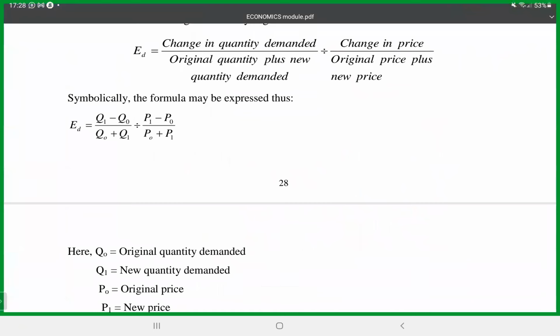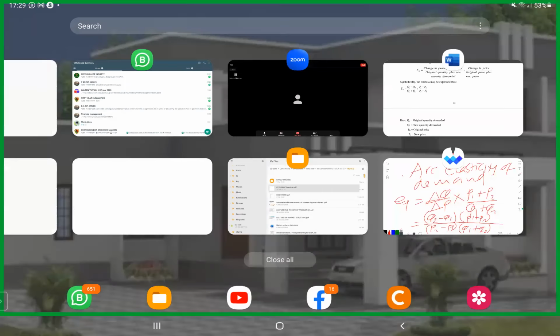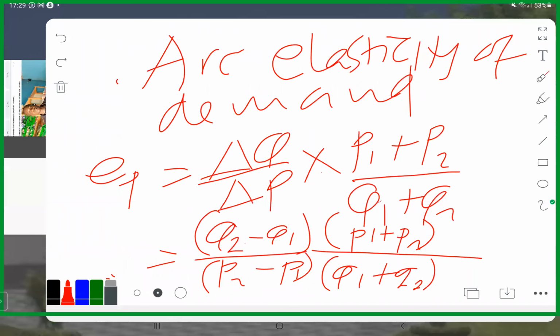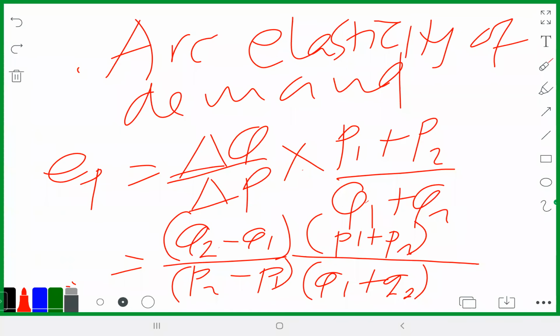It is basically the same, okay? So what we are saying is that Q2 is the new quantity, Q1 is the old quantity, P1 is the old price, and P2 is the new price as well. So when you use this formula, it means you are examining the elasticity of demand between the 2 points, between point A and point B. It is called the ARC elasticity of demand.